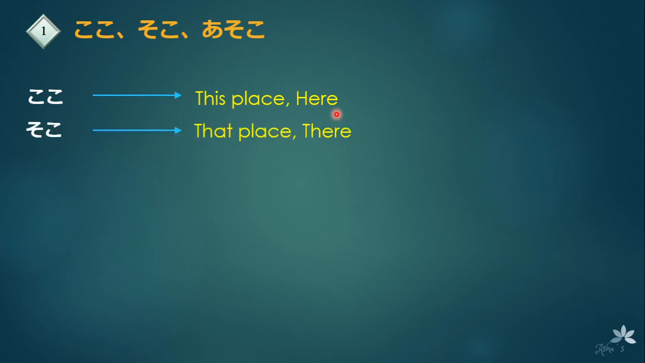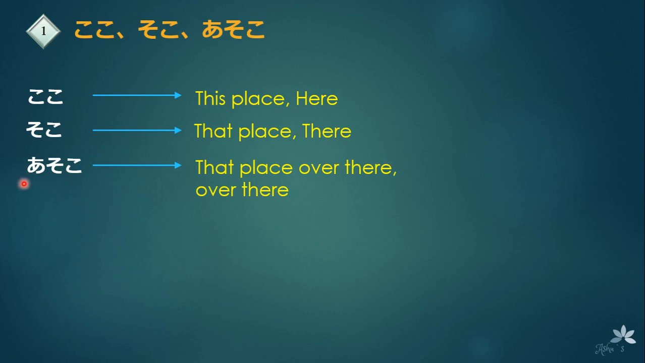Let's go ahead and learn koko, soko, asoko. Koko means this with reference to the place, or here. Soko is that with reference to the place, or there. Asoko means that place over there.